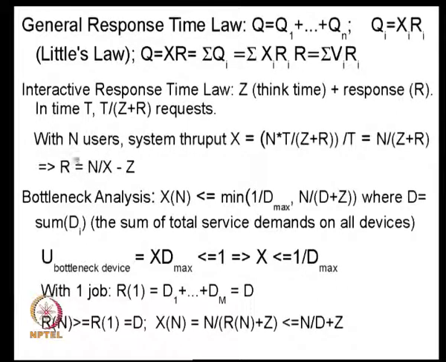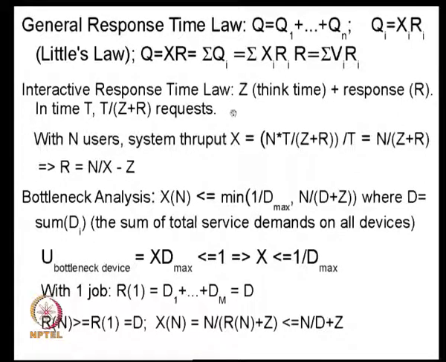Again, with n users, what happens? Now the n users can all make n times t requests, divided by t, because that's the total time you are thinking about. So essentially the system throughput is given by X equals n by (Z plus R). Response time is therefore given by R equals n by X minus Z. So if you have an interactive system, this will be useful.